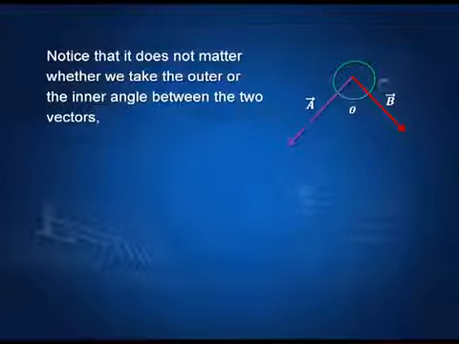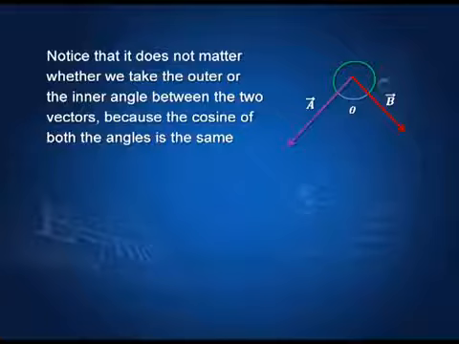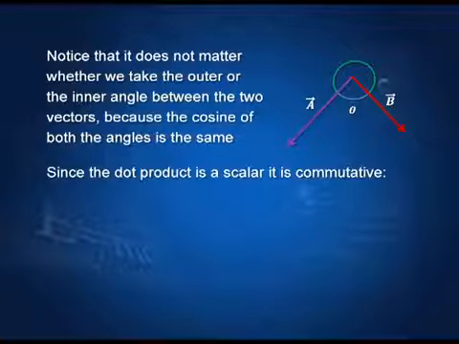Therefore, it does not matter whether you take the inner angle as theta and the outer angle as 2 pi minus theta, because cos theta is equal to cos of 2 pi minus theta. Since the dot product is a scalar, it is commutative.